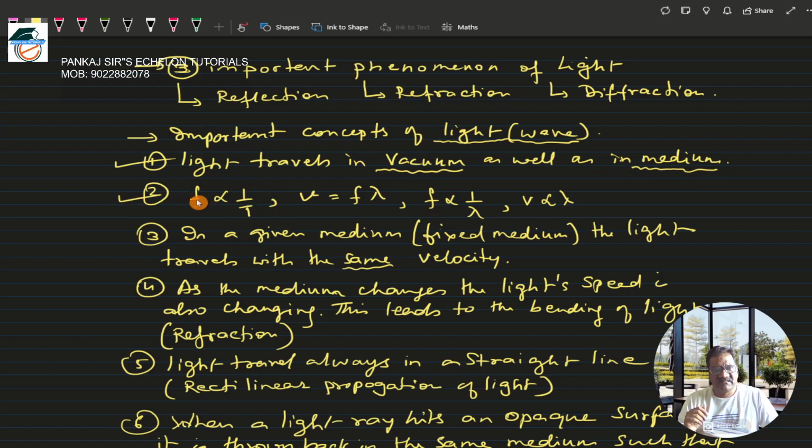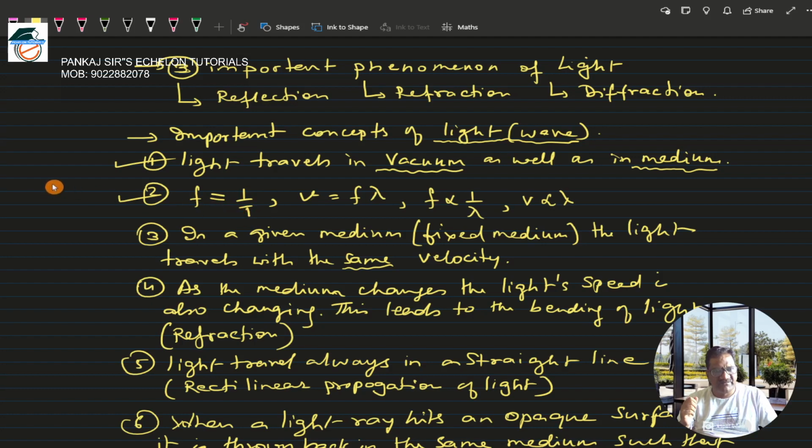Second thing is the frequency and the time period are inversely related. Or rather, I will not put the proportionality sign, I'll put the equal to sign only, because in fact frequency is equal to 1 upon T. So this is the second point that you have to remember. All this relationship between the frequency, the time period, the velocity, the wavelength, you have to see what is the relation between any two of them. So frequency and time period are reciprocal of each other. Frequency is f, time period is T, f is equal to 1 by T.